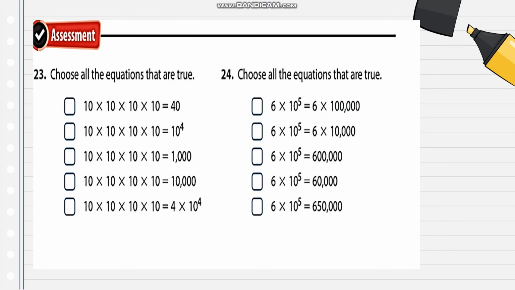Choose all the equations that are true. So the answers are the second one and the third one. And for the last question, choose all the equations that are true. The answers are the first one and the third one. Always remember, the number of exponent is equivalent to the number of zeros. That's why those are the answers.